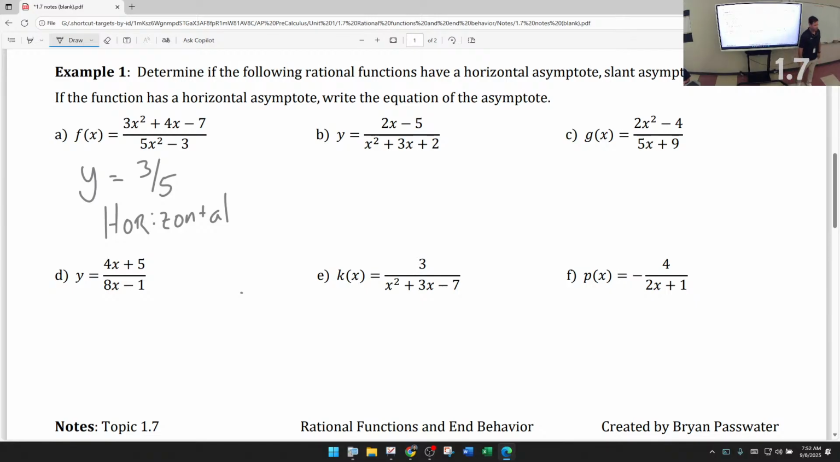Degree on top is, as a class? Degree on bottom? So it's less on top. It has to be a horizontal at 0. Good enough?